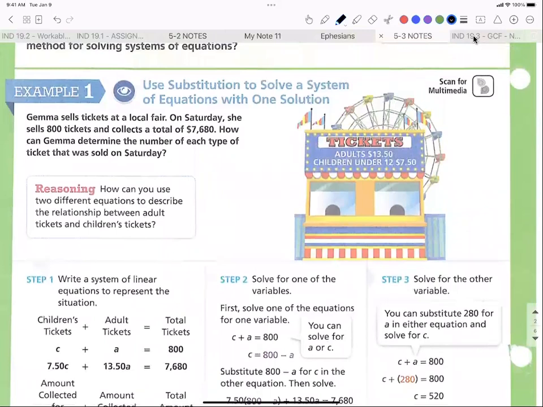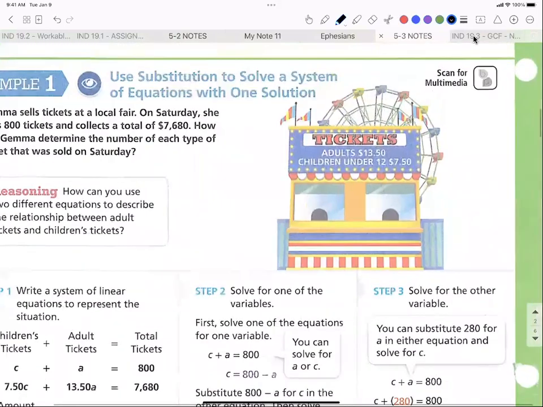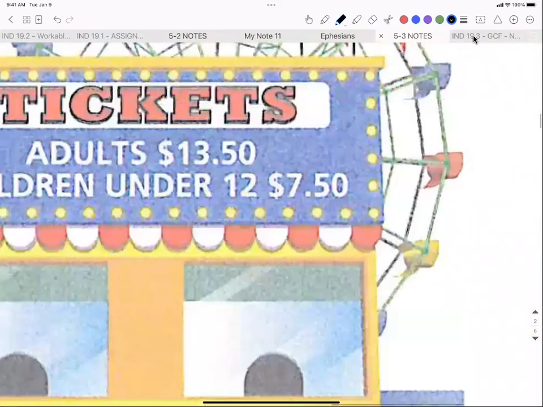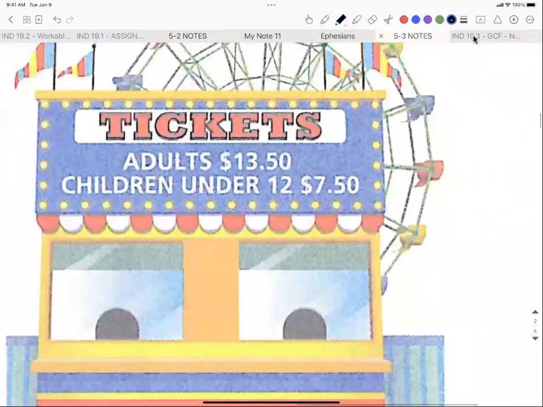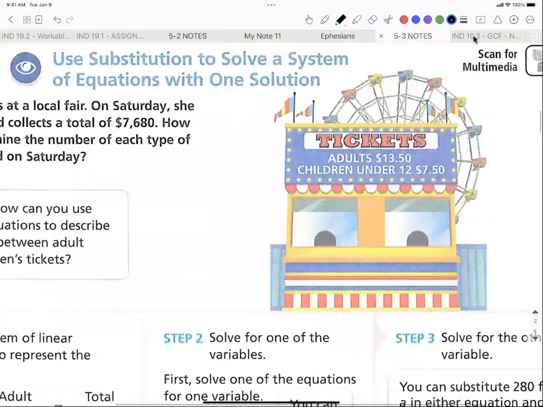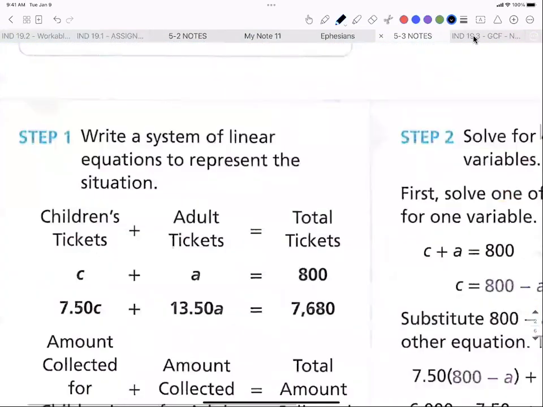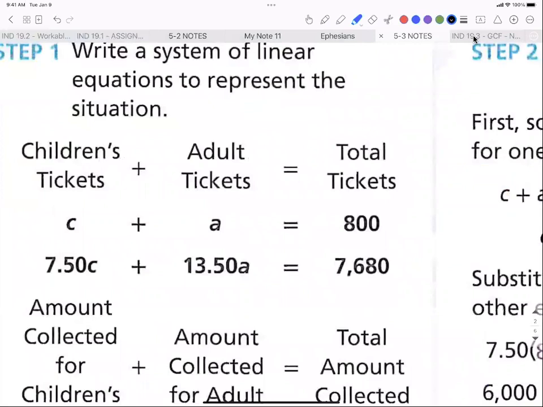So it takes a little bit of information from this little thing right over here. We know that adult tickets sold for $13.50 a piece and children's tickets sold for $7.50 a piece. So we can take that information and we can say right here, okay, that's this line right here.